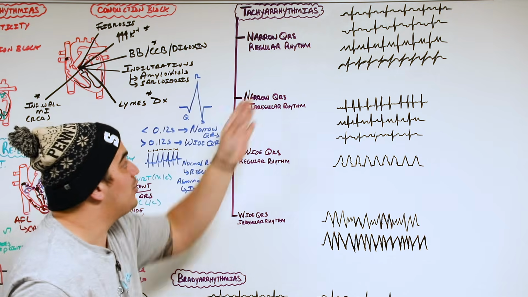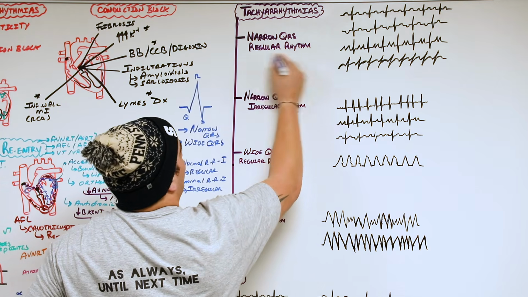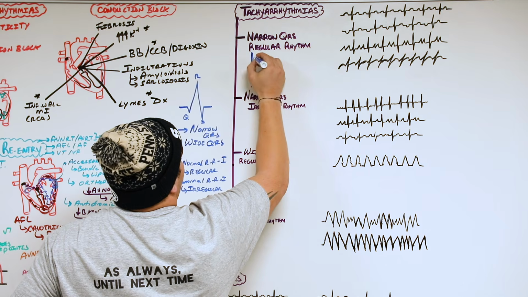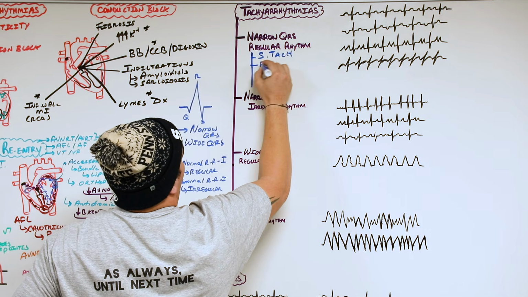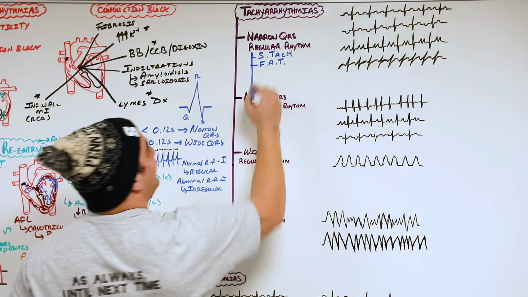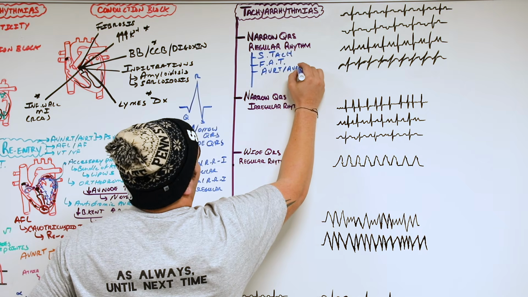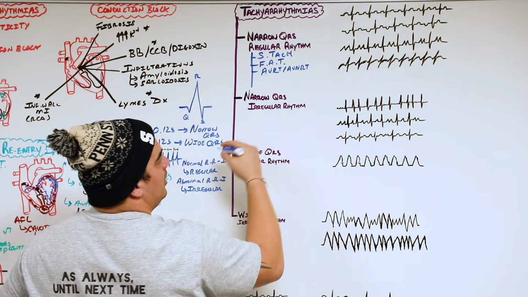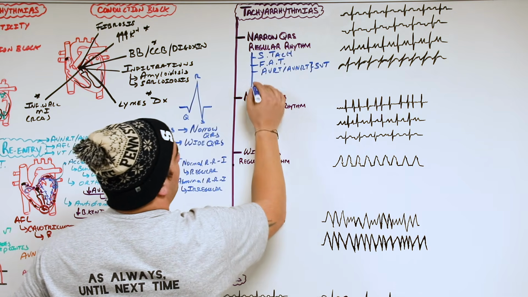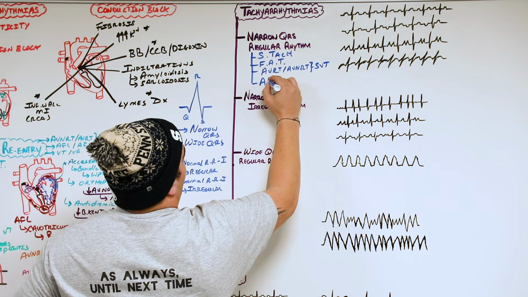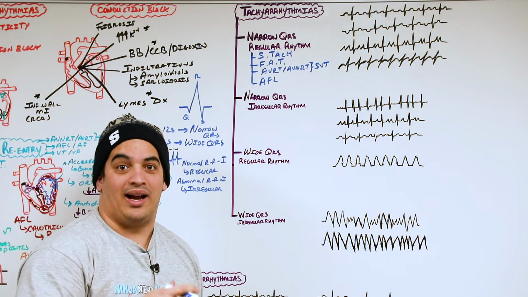Now, what are the differentials within these groups? I'm glad you guys asked. I know you guys are asking, right? Narrow QRS, regular. I want you to think of a couple. First one I want you to think of, we're going to abbreviate these, sinus tach. The next one is focal atrial tachycardia, FAT. Or it could also be AVRT or AVNRT. What do we kind of group this as? Your SVTs, right? We kind of call this your PSVT, paroxysmal supraventricular tachycardia. And the last one is atrial flutter. Now, that is our differential for narrow QRS with a regular rhythm.